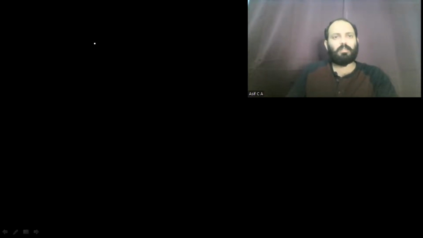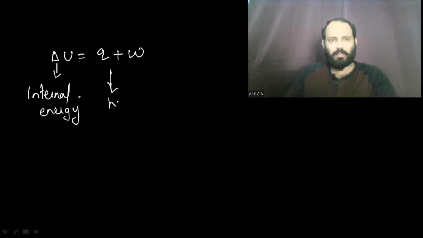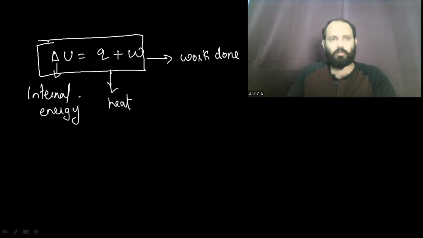We'll start with the first law of thermodynamics. What was the equation? Delta U is equal to Q plus W. Delta U is internal energy. What is Q? Q is the heat and W is the work done. So this is the mathematical expression of the first law of thermodynamics. Delta U is equal to Q plus W.